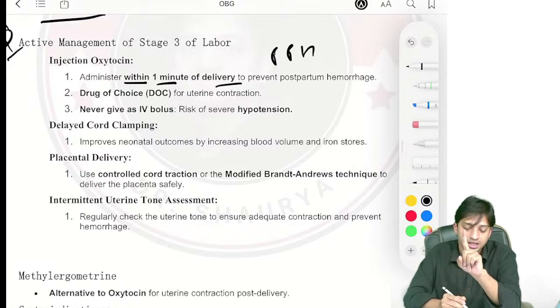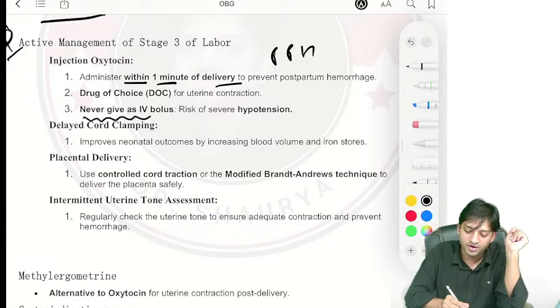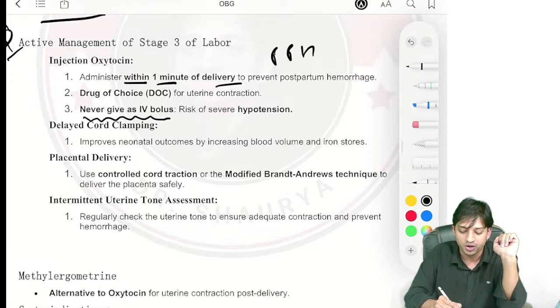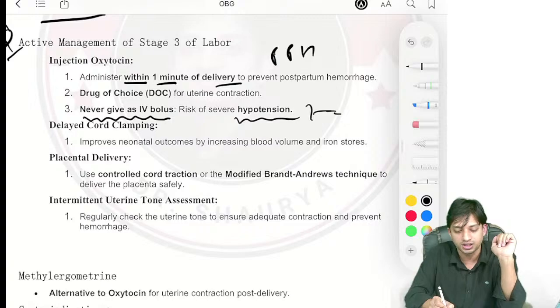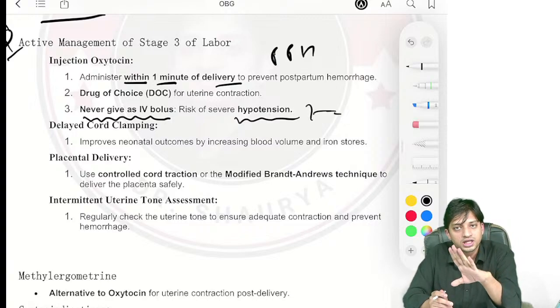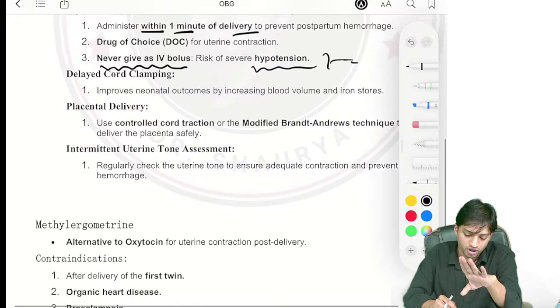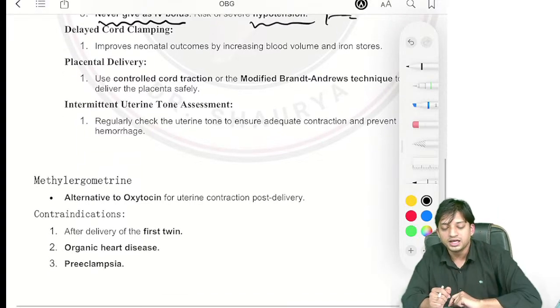Remember one thing, that oxytocin is never given as an IV bolus. Why? Because there is risk of severe hypotension, right? So you don't give oxytocin as an IV bolus. Come here. Delayed cord clamping.